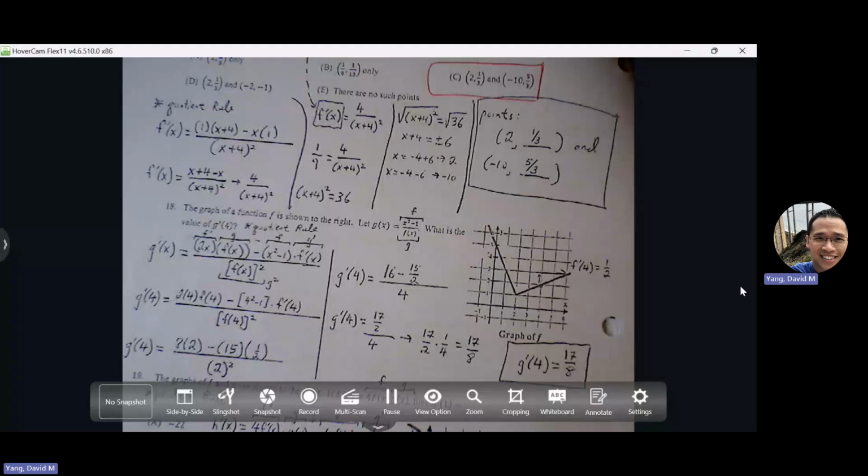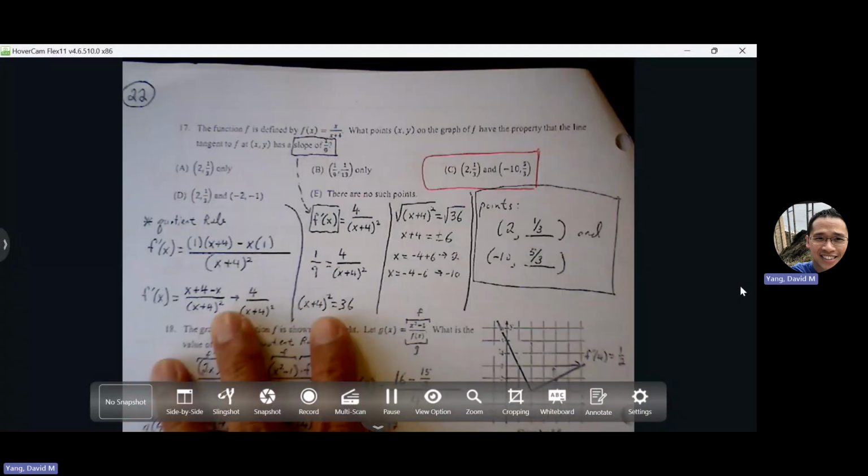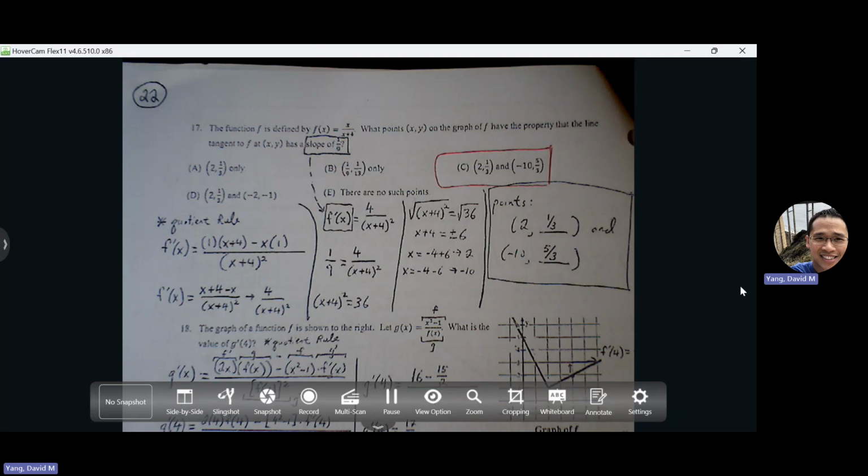All right. Page 22. Yeah, it's page 22. Let me just go through real quick.